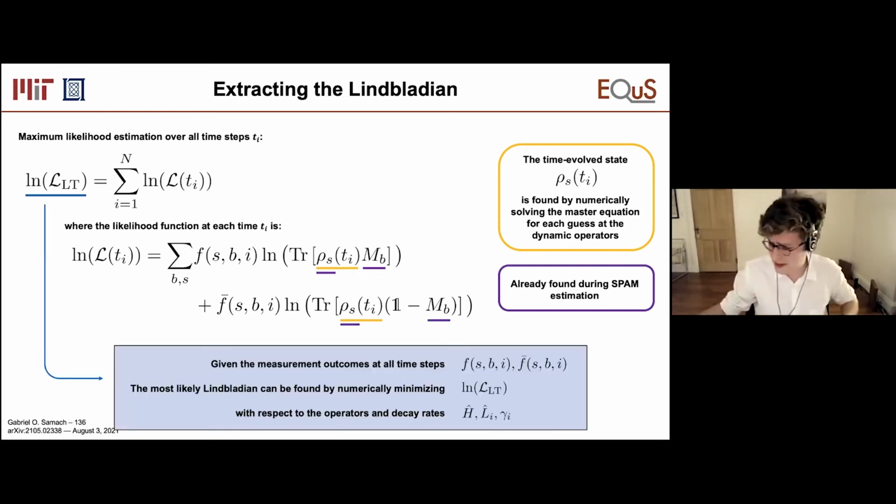So to summarize, given the measurement outcomes at all time steps, so F and F bar for all initial states, measurement bases, and time steps, the most likely Lindbladian can be found by numerically minimizing this function with respect to these unknown operators, the Hamiltonian and the jump operators, and their corresponding decay rates.